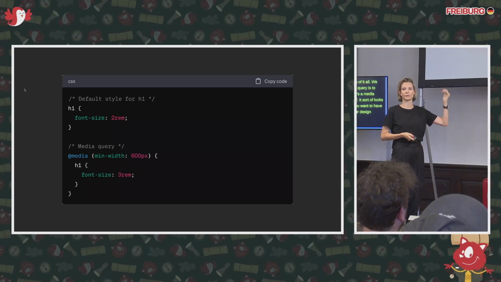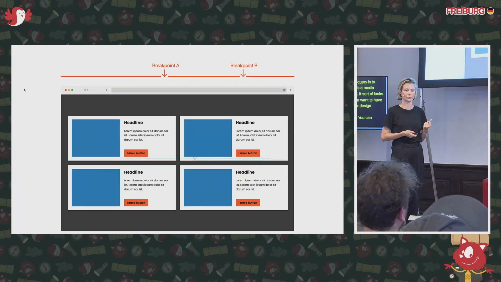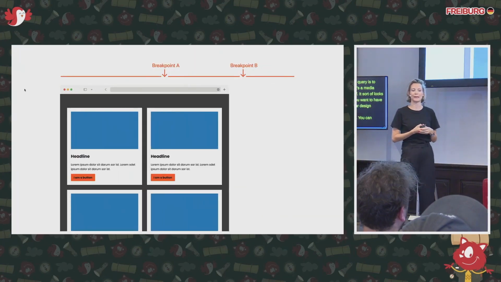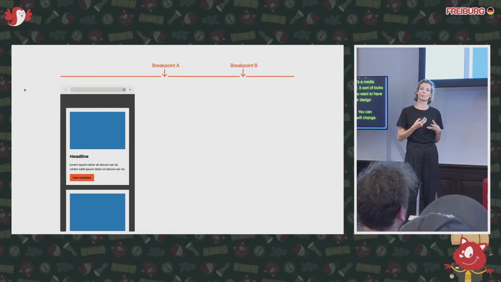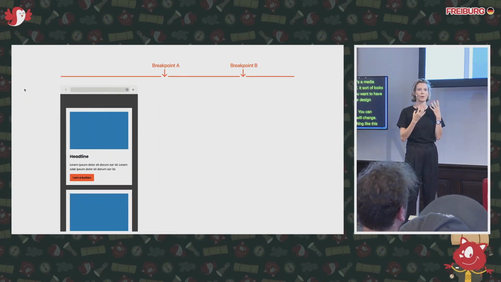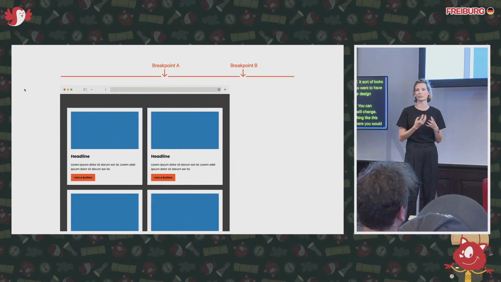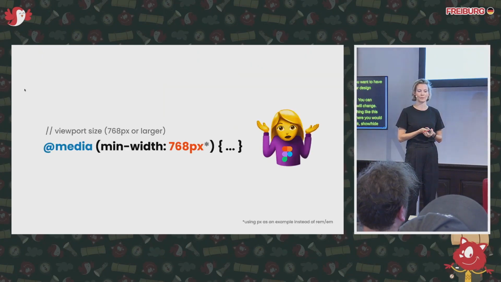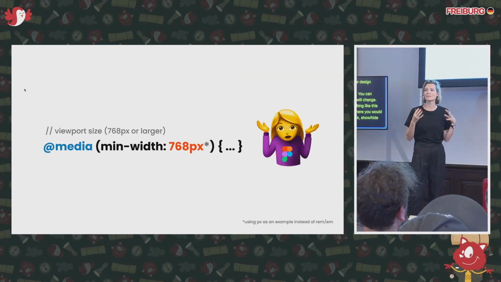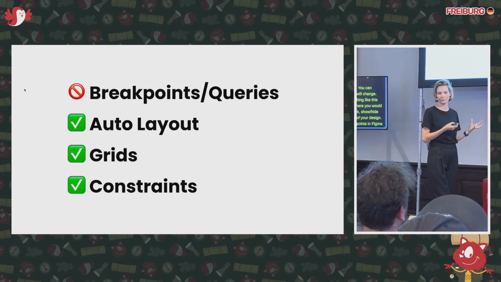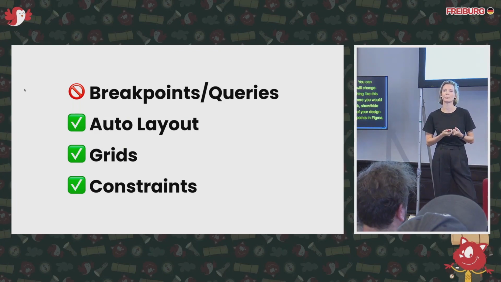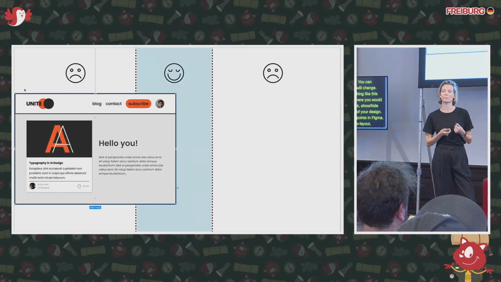You can decide, for example, when a size would change. Now, in design, it would be something like this, that you have your breakpoint where you would change how your components look, show or hide stuff, or change the entire layout of your design. Now, we don't have those breakpoints in Figma. We have other stuff. We have auto layout, we have grids, and we have constraints. And with the help of those tools, we can build pretty cool stuff.